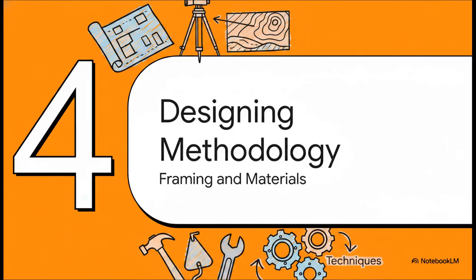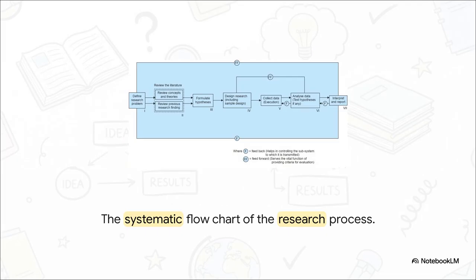Section 4. Designing your methodology, framing and materials. This brilliantly illustrates the entire holistic flow of the research process. You can see how clearly defining the research problem and reviewing the literature naturally, organically feeds into formulating your hypotheses, which in turn directly dictates your research design and your execution. And notice how this loop even includes built-in feedback mechanisms. It is a highly controlled, step-by-step engineering process.